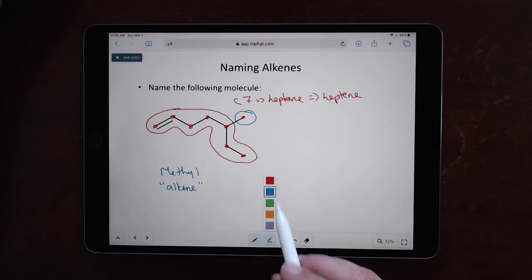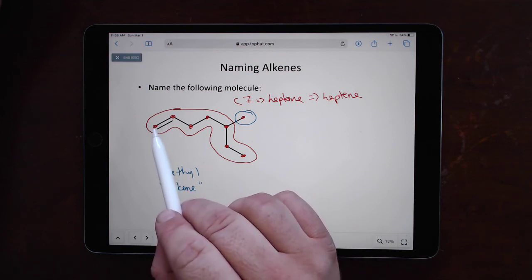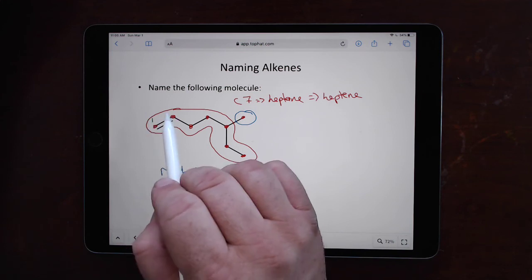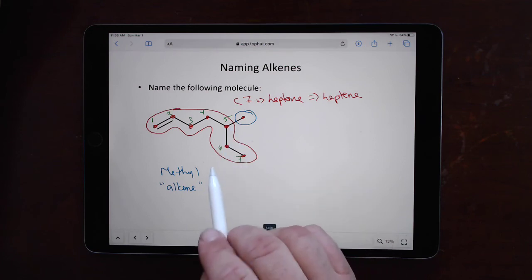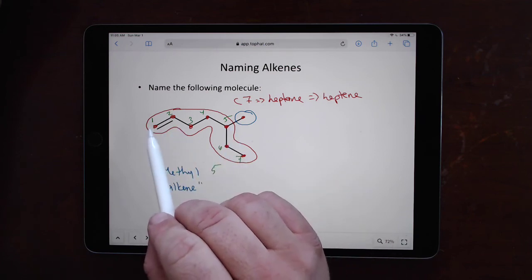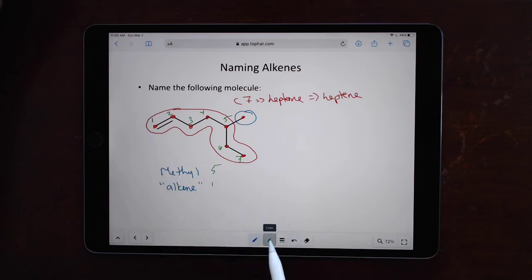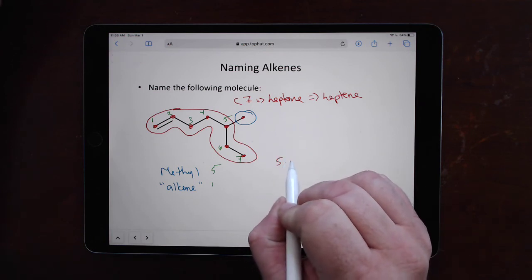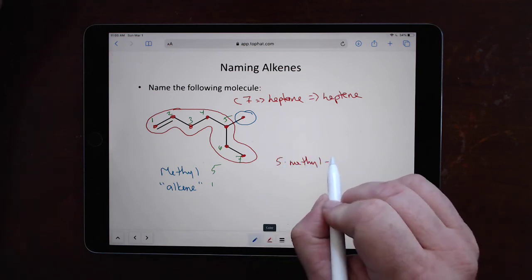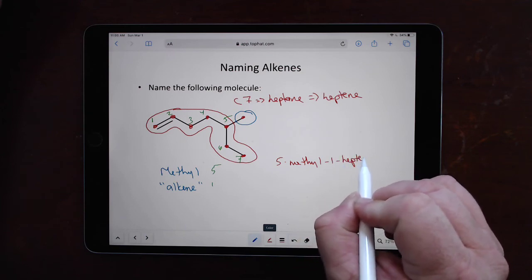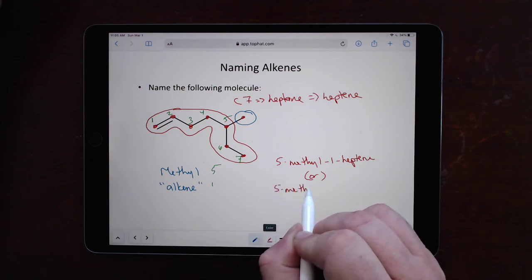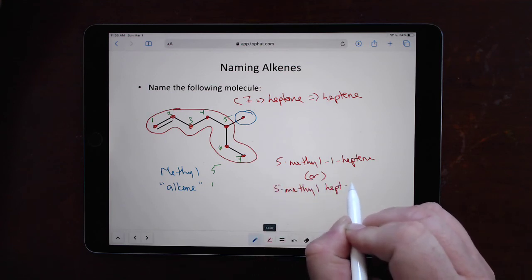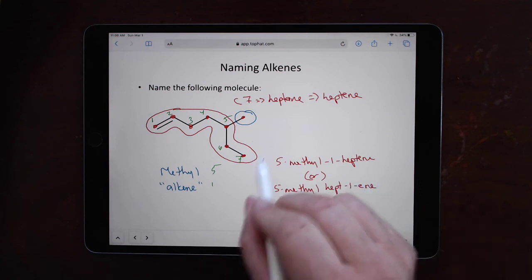Okay, so for this one, this end is closer to where the alkene starts, so we're going to have the number 1 there. So 2, 3, 4, 5, 6, 7. So the methyl is hanging off of carbon 5, and the alkene starts at carbon 1. Okay, so it goes from 1 to 2. So we're going to indicate that it starts at 1. So it's going to be 5-methyl, 1-heptene, or you can write it as 5-methyl-hept-1-ene. Either one, I don't care.